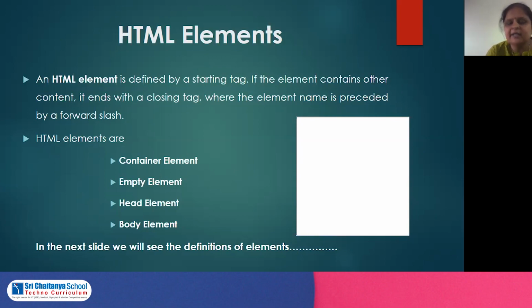Then what are these container elements? The elements which have the starting tag as well as the ending tag. See, I'll just show you. I just wrote html, and after this I have even closed this tag by writing html, but before that we need to use the forward slash. So this has the starting tag as well as the end tag, and that is called a container element. And there are some elements which have only the starting tag and do not have any ending tags. Those are called empty tags.